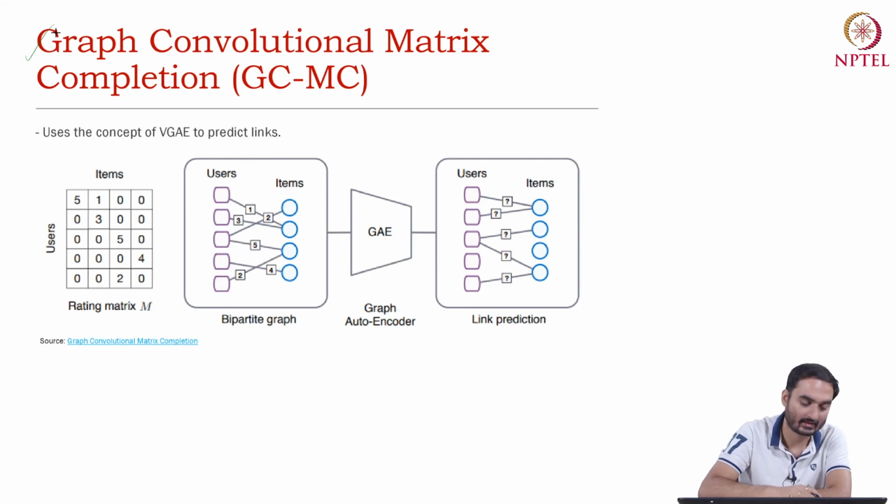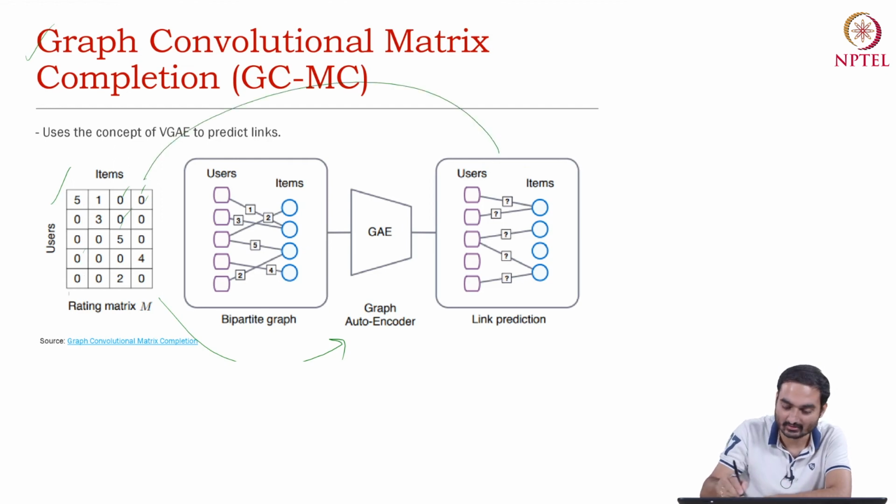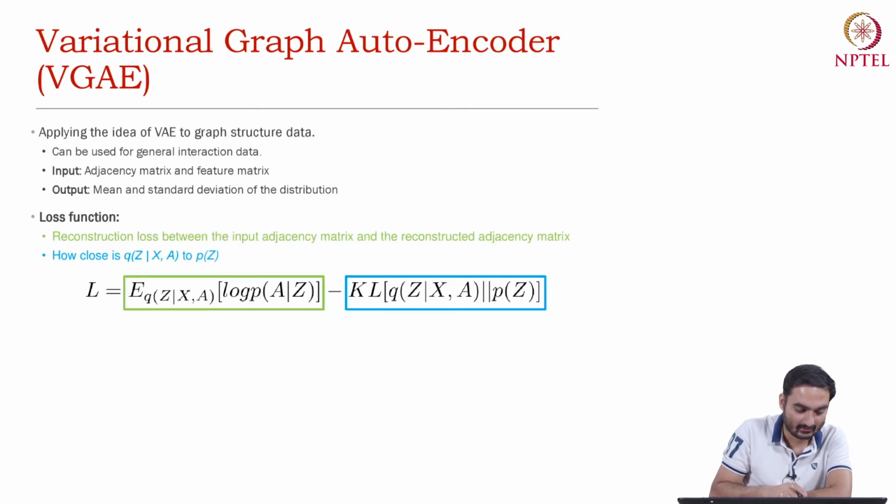You can think of this user item matrix, and what you basically do is pass this matrix through a GAE, graph autoencoder type model, and then you try to predict the missing items, for example this item, this item. So what it does is basically reconstruct this one. If you look at the loss function, it is very much the same as the one that we mentioned earlier.